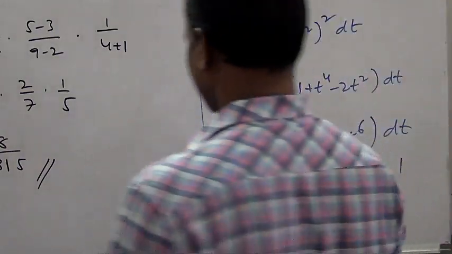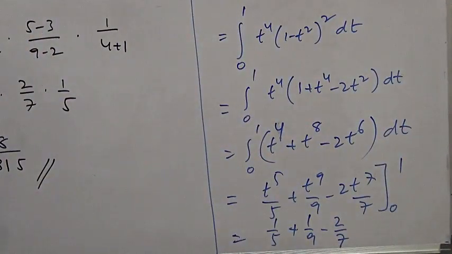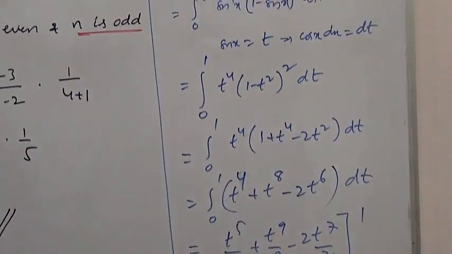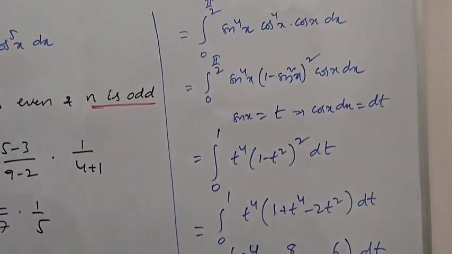So this is the other process. But it takes a lot of time. So that is the use of this Wallis formula.